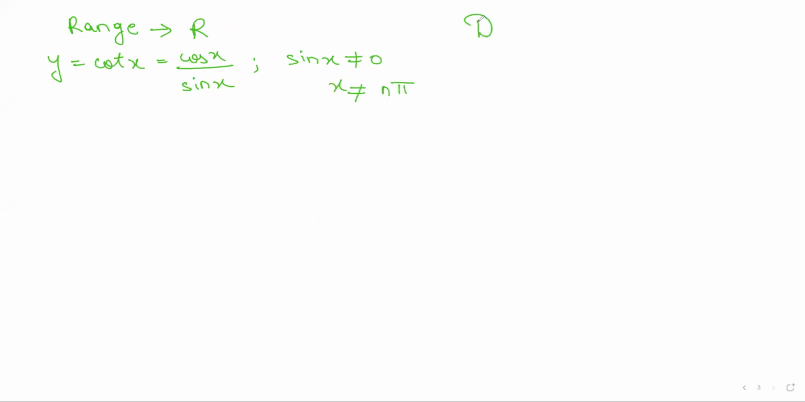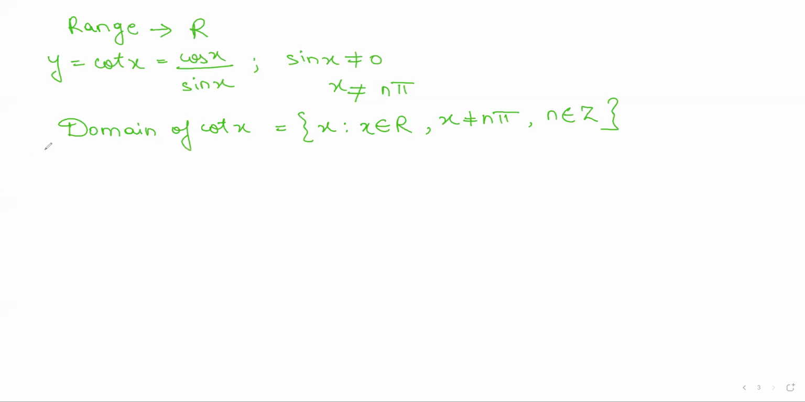Again, you can write it in set builder form. So the domain of cot x is equals to the set of all x such that x belongs to R, x is not equals to n pi, and n belongs to Z, integral multiples of pi. Now range, as in tan x, it will also hold all the real values.